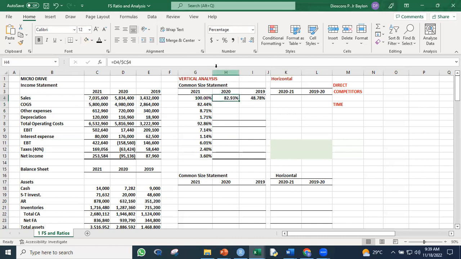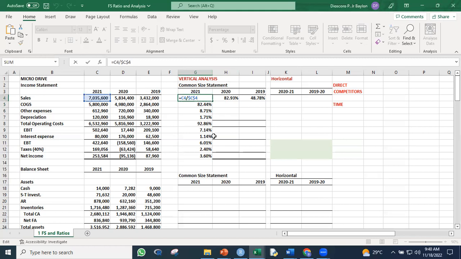Okay, anyone, please? All right, Nancy. So Nancy suggests that we use $4. Let's see what happens. Okay, Nancy, why did you recommend that? Nancy, why are you recommending to make it $4? So that the 4 is locked and the C could be moved to the letter D. Yes, that's correct. So that we're locking row 4.